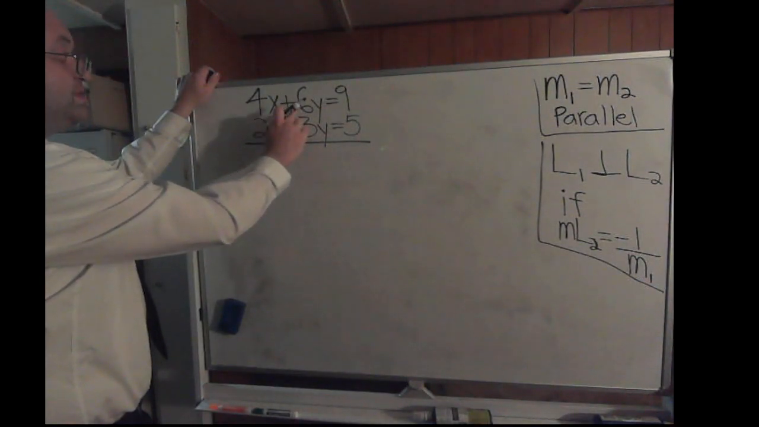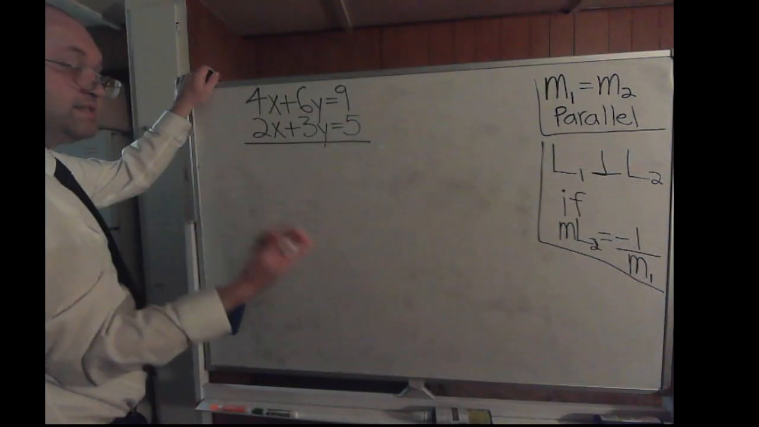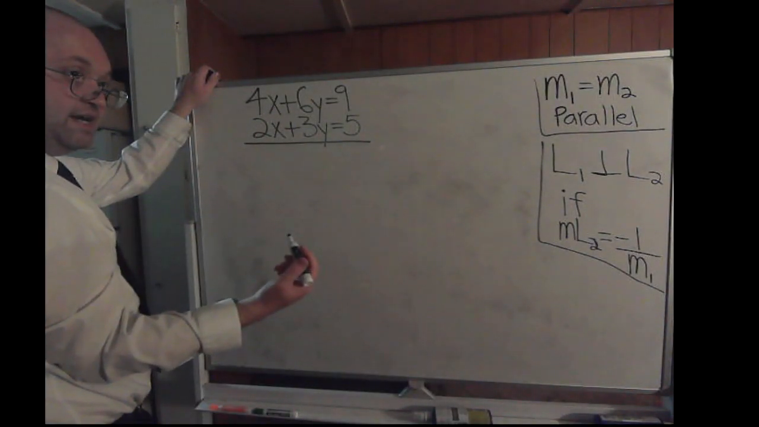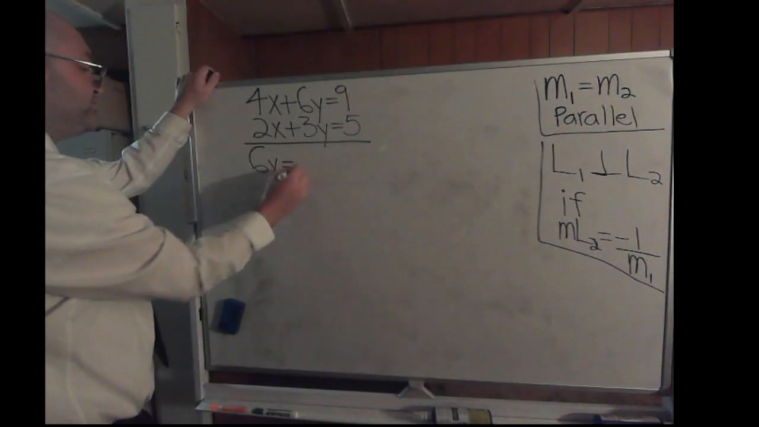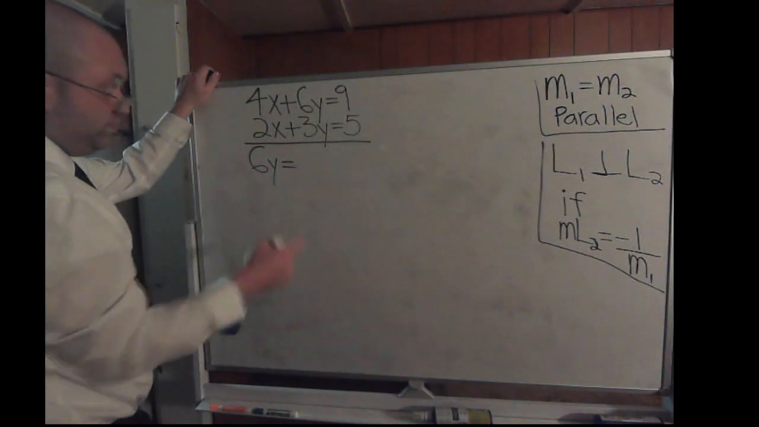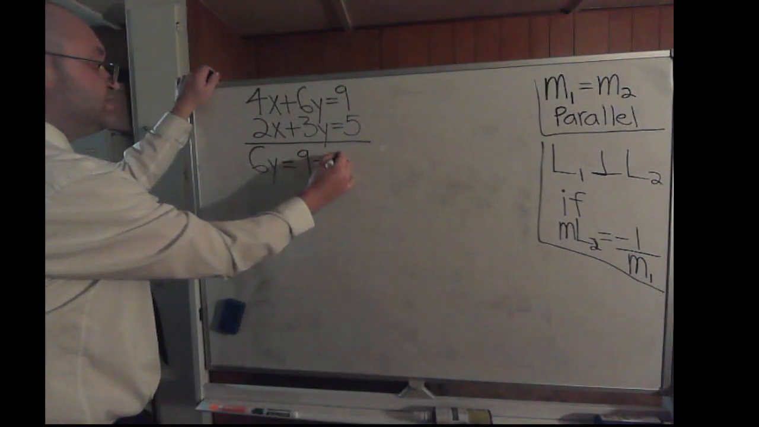We have 4x plus 6y equals 9. We want to get that 6y by itself, so we got to subtract 4x from the left-hand side. If you do that, you do get 6y by itself. But what you do to the left, you got to do to the right. You get 6y equals 9 minus 4x.